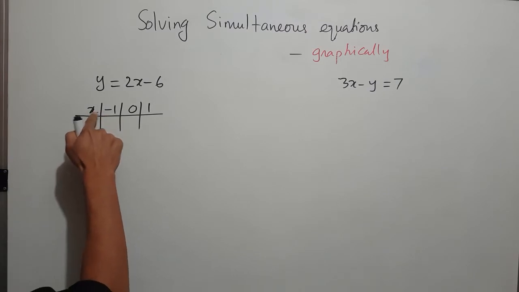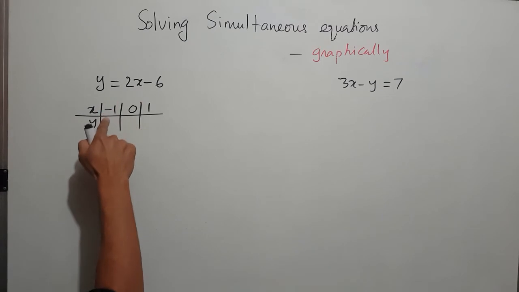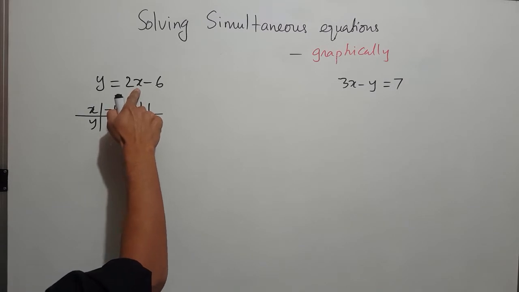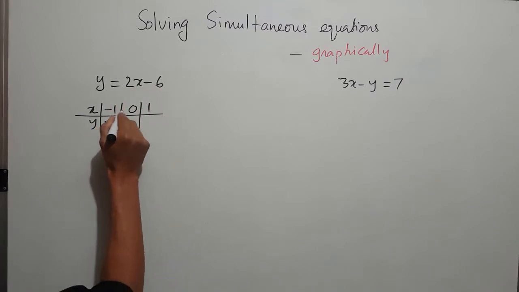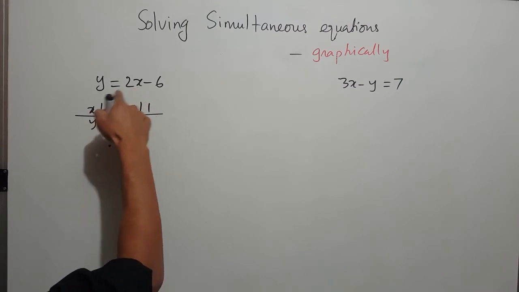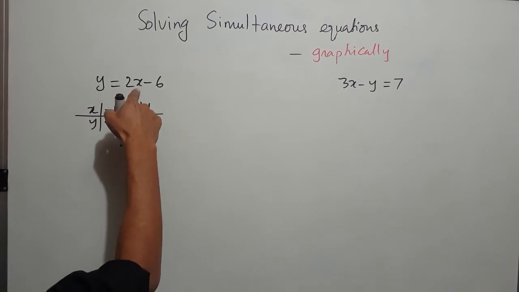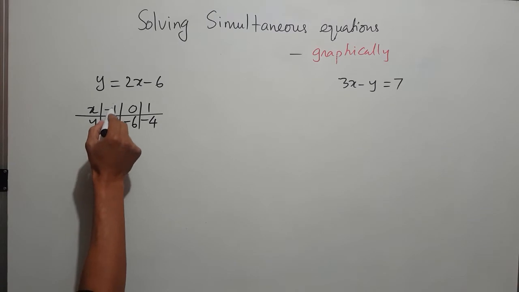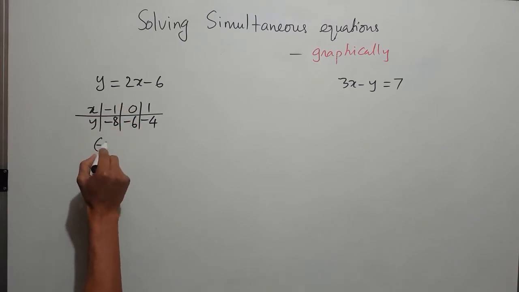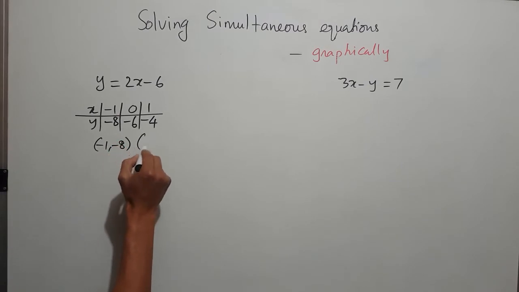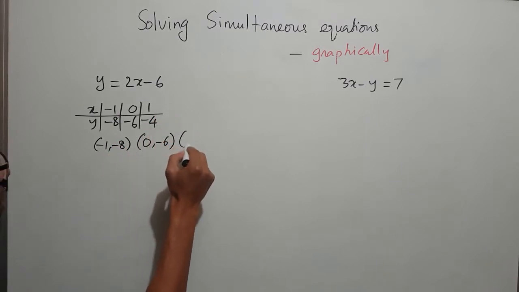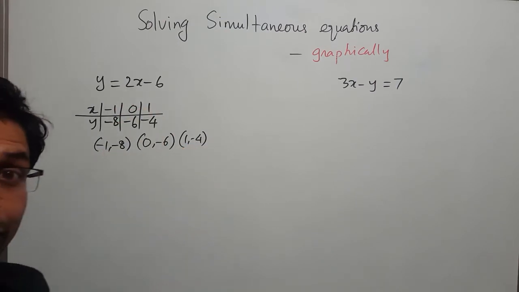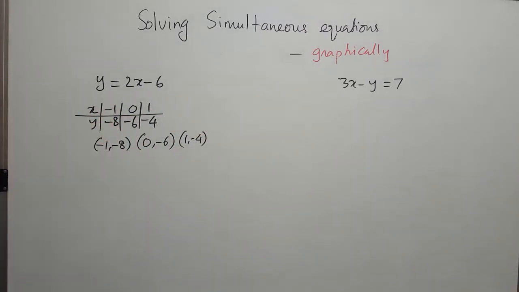So what I'm doing now is substituting minus 1 into the equation and finding the value of y. If you substitute x with minus 1, then 2 times minus 1 is minus 2, minus 6, which is minus 8. Then if you substitute 0, y will be minus 6. If you substitute 1, it would be minus 4. So each of these is a point. The first point is minus 1, minus 8. Our second point is 0, minus 6. Our third point is 1, minus 4. Each point is basically a solution for this equation. But we are looking for a solution for both equations, not just for this equation.